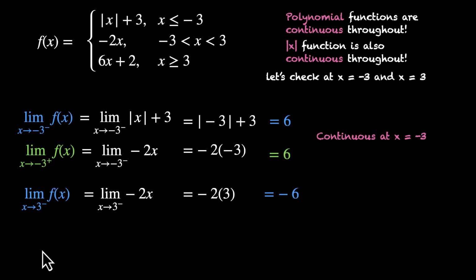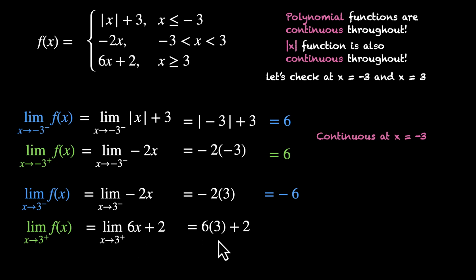What about the right hand limit? For that, we'll use this definition, 6x plus 2. So x tends to 3 plus f(x). This is limit x tends to 3 plus 6x plus 2. We can plug 3 here. 6 times 3 is 18 plus 2 is 20.